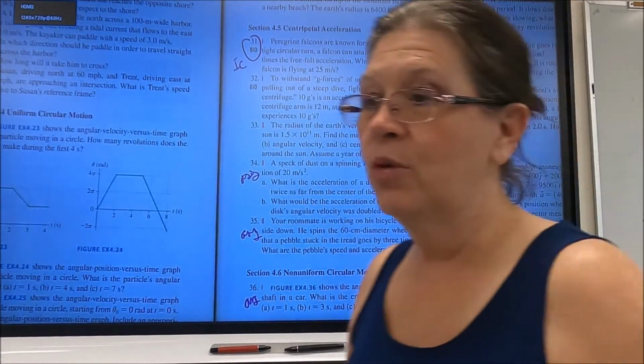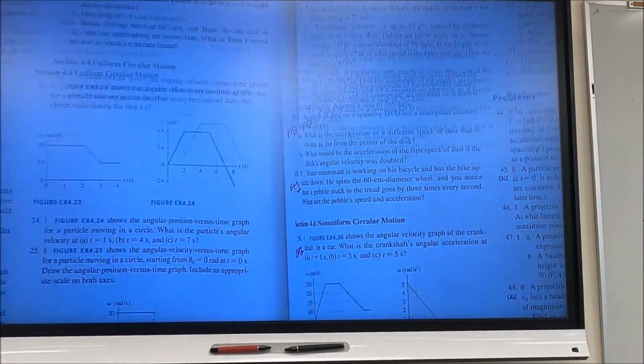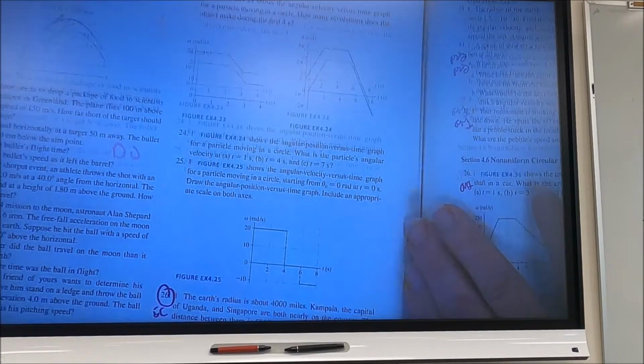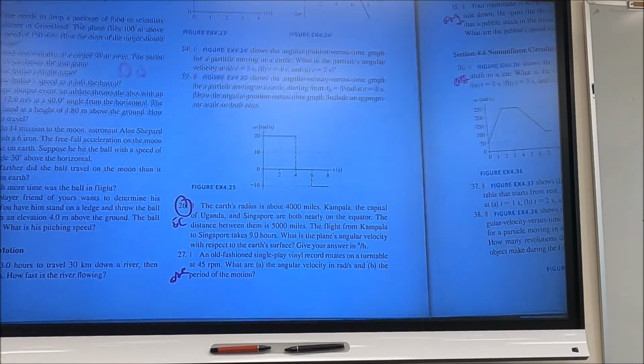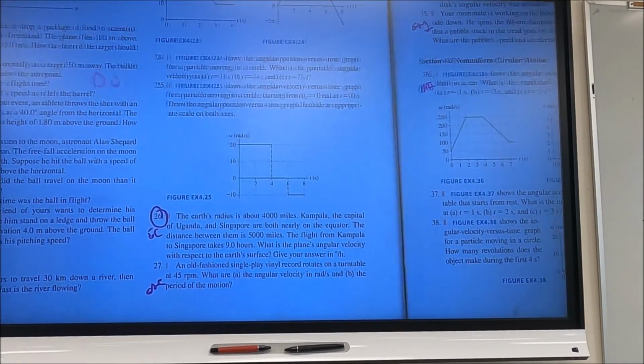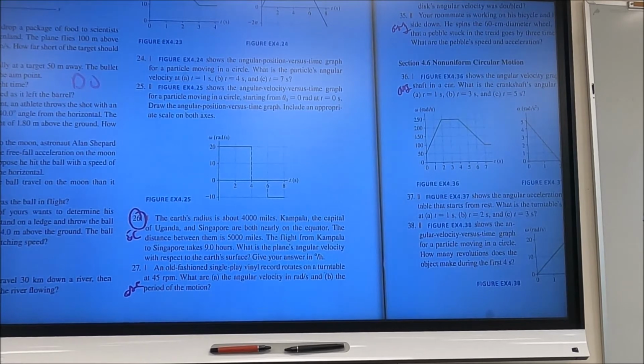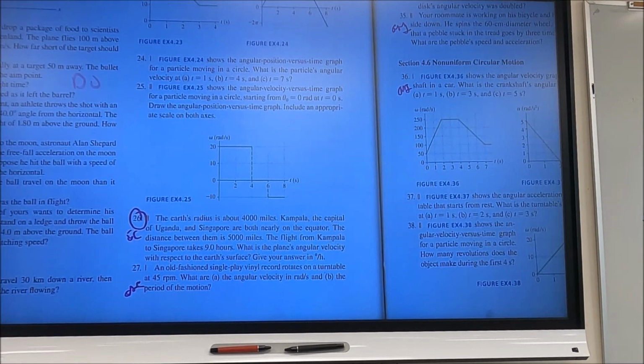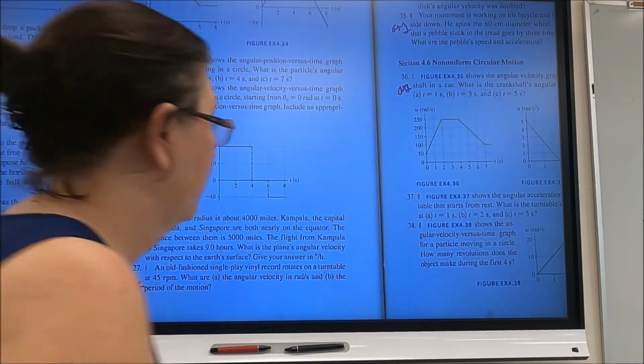Doc cam. So let's look at problem 27. Okay, it's at the bottom of page 106. And it says an old-fashioned single-play vinyl record rotates on a turntable at 45 RPMs. What is the angular velocity in radians, and what is the period of motion?